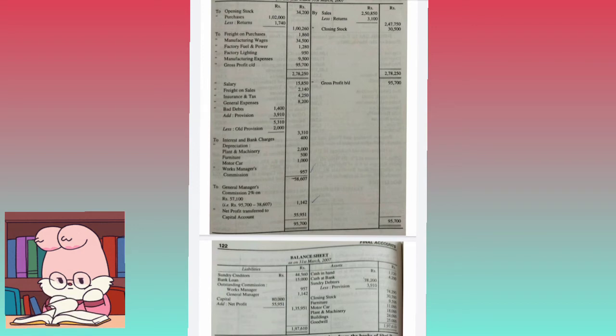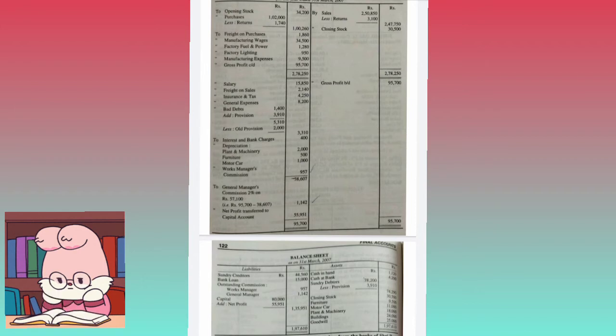To opening stock 34,200. Next, motor car, take it to the balance sheet, 12,000, and we are having depreciation of 1,000, so this 1,000 rupees will be debited in the P&L account, and this 1,000 will be deducted from the motor car balance on the asset side of the balance sheet. From the purchases, debit side of the trading, and sales returns, credit side of the trading account, we will deduct this sales return from the sales.